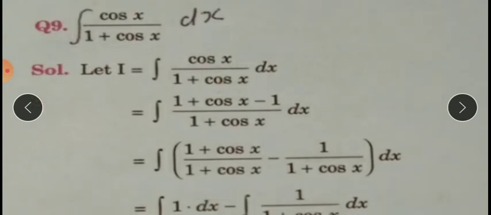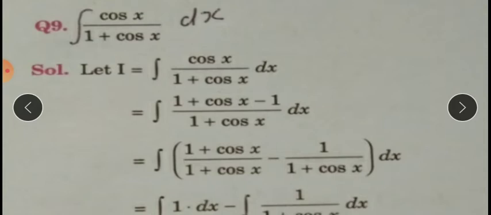Now see question number 9. Integration cos x upon 1 plus cos x. You can see that this question is not directly given in integrable form, that is, not in the format of any formula. We can't apply any formula directly. That's why we have to use some technique or method to change it into integrable form.